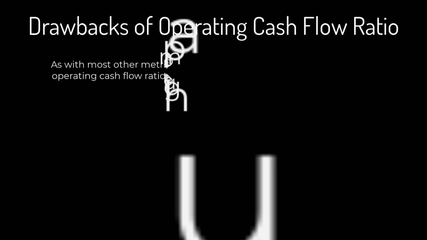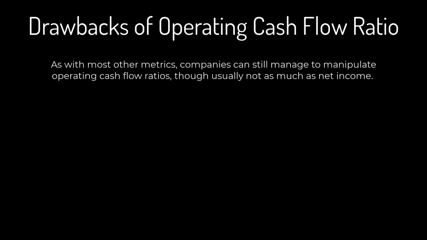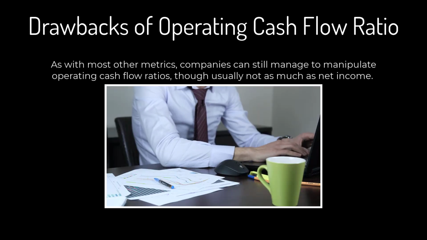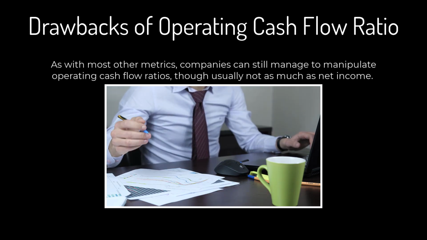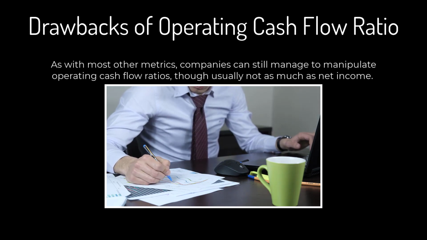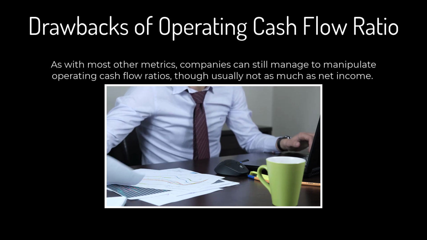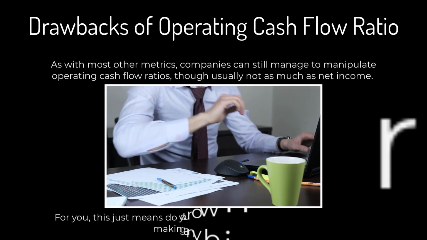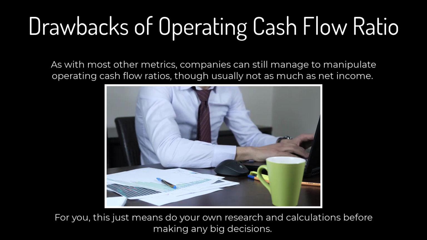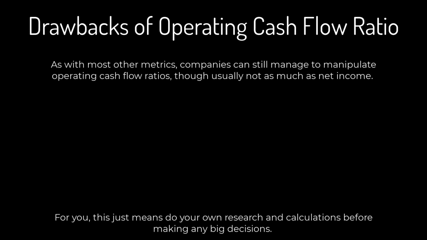As with most other metrics, companies can still manage to manipulate operating cash flow ratios, though usually not as much as net income. For an example, there are some companies who might exclude depreciation costs from revenues, even if it doesn't reflect a real cash flow outflow. Depreciation expenses refers to the gradual writing off the value of assets over a period of time. Ultimately, companies should follow the policy of adding depreciation expenses to cash while calculating cash flow from operations. For you, this just means do your own research and calculations before making any big decisions.